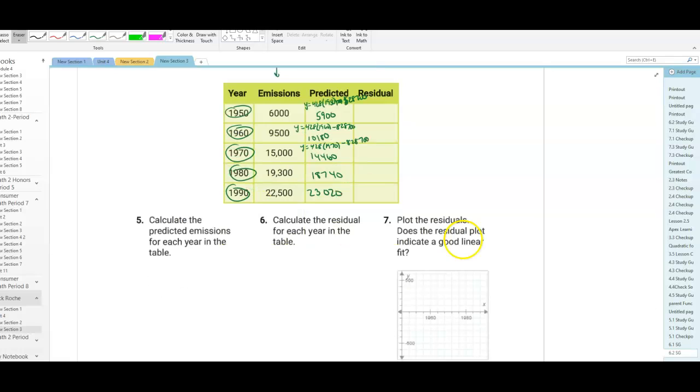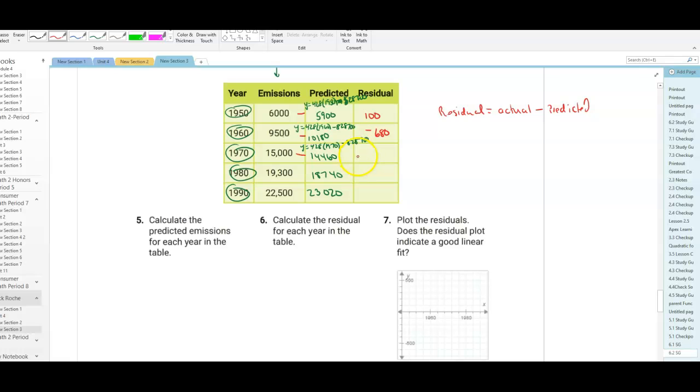Now, what you have to remember is your residual value is equal to your actual value minus your predicted value. So when I do 6,000 minus 5,900, that would give me a residual of 100. 9,500 minus 10,180 would be negative 680. Since this is positive 100, we know it's above the line. Negative 680 tells me that point's below the line.